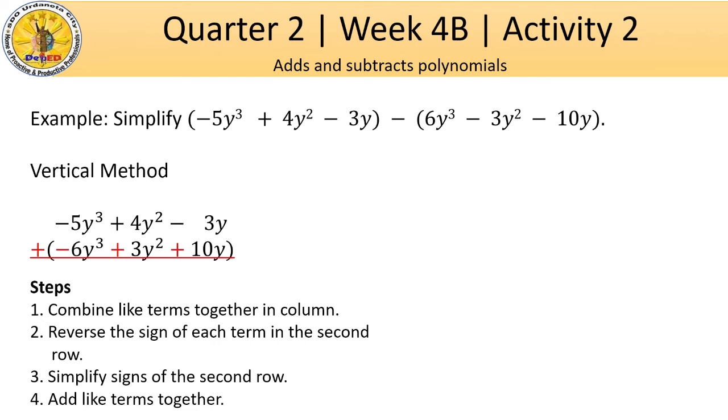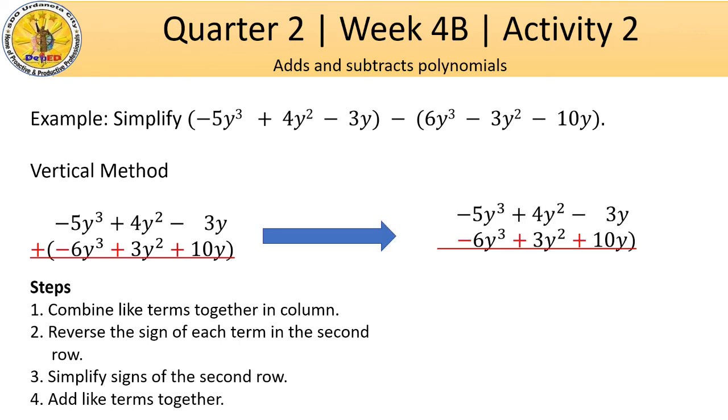So the expression will become negative 5y raised to the third power plus 4y raised to the second power minus 3y plus (the signs will be reversed, so negative 6y raised to the third power plus 3y raised to the second power plus 10y). Then I will simplify the signs, so the expression will become negative 5y raised to the third power plus 4y raised to the second power minus 3y plus negative 6y raised to the third power plus 3y raised to the second power plus 10y. Then I will add like terms together.